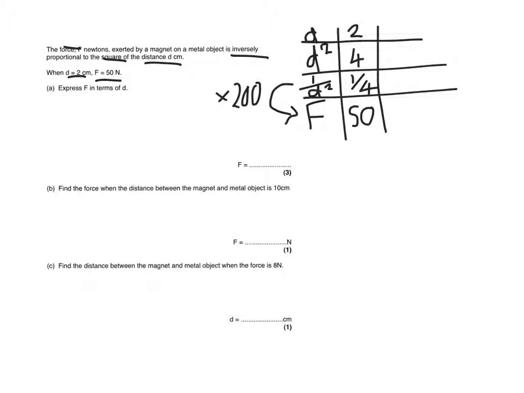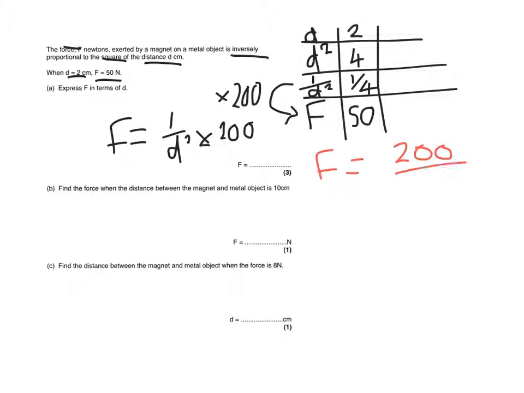So then, the first part A is express F in terms of d. So I've got F is the same as 1 over d squared times 200. That's the same as F is equal to 200 over d squared.